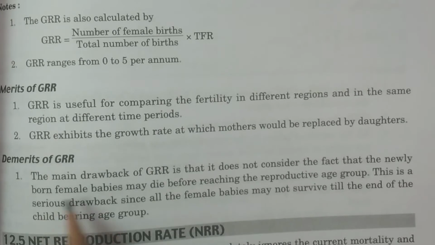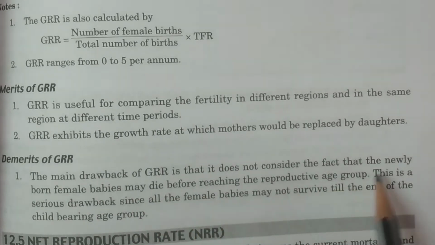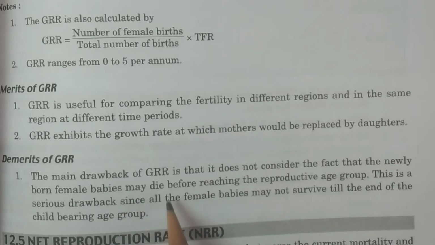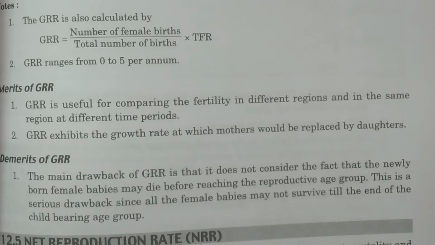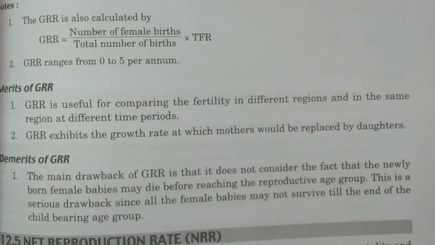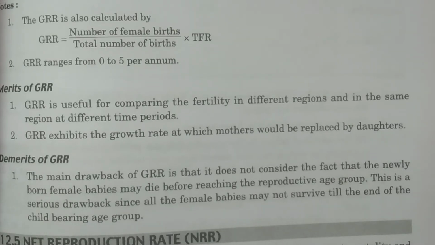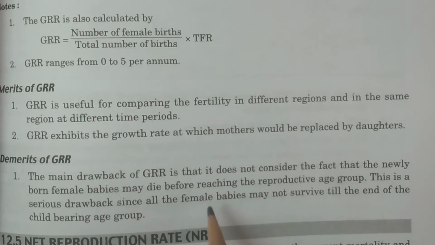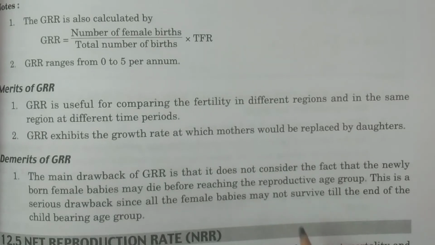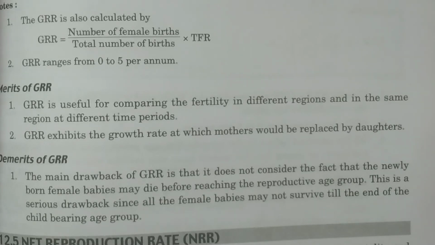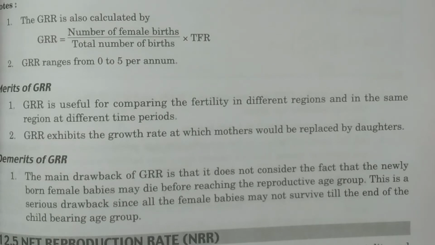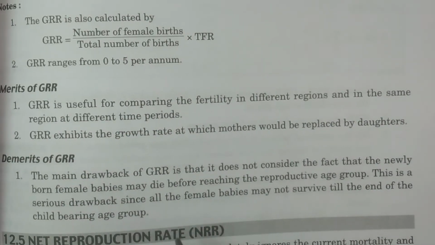Demerits of GRR. The main drawback of GRR is that it does not consider the fact that newly born female babies may die before reaching the reproductive age group. That is very important. It only considers newly born children, particularly the female baby, but it is not considering the factor of mortality pattern; any particular female may not survive up to the age group 15. If the female baby does not enter into the age group 15 to 49, then they are not able to reproduce children. So therefore, mortality pattern is also to be considered, but GRR fails in that factor.